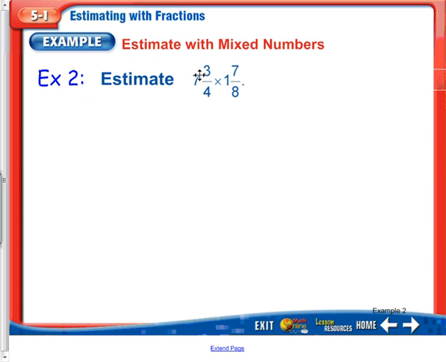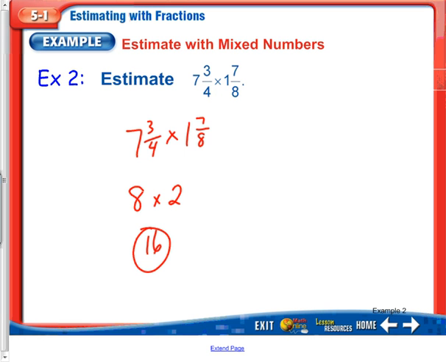Example number 2, 7 3/4. So let's write that down. 7 3/4 times 1 7/8. Again, 3/4 is more than half, so we're going to round that up to 8. And 7/8 is really close to the next whole, so we're going to say that's 2. And 8 times 2 is 16. And that is our estimate.